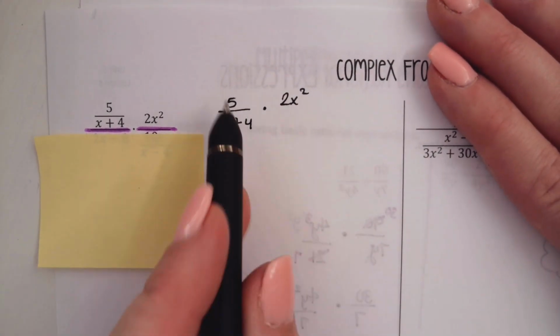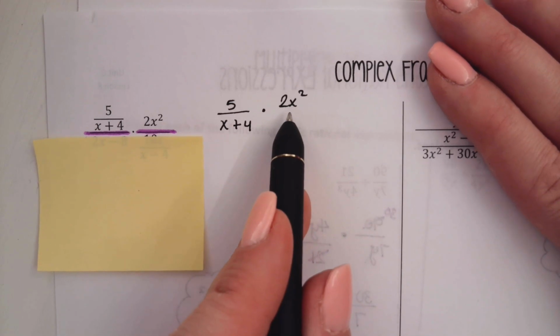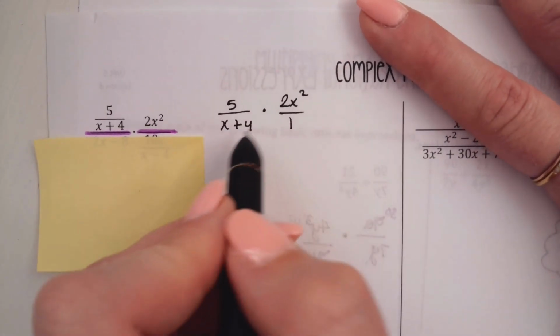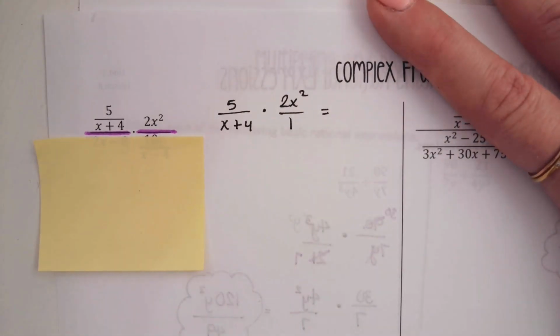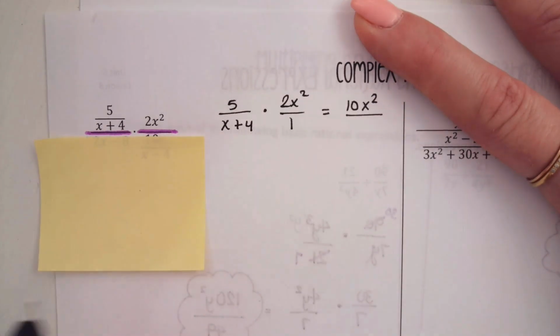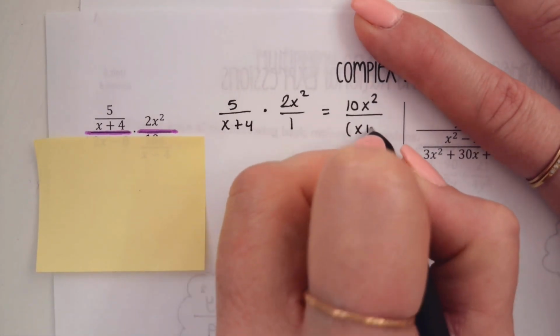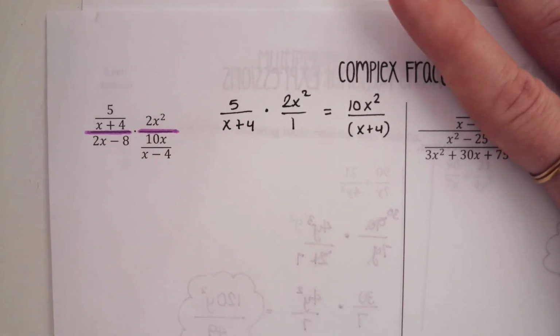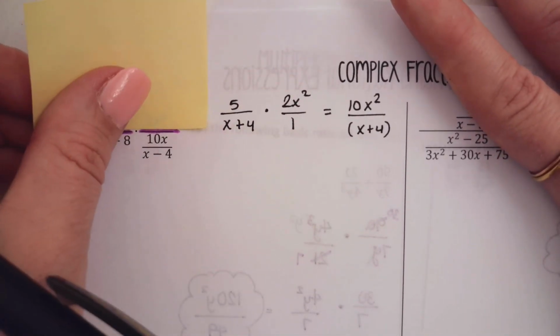I have a fraction times a whole number, which to multiply those two, you're just going to put this over 1. You'll do top times top, bottom times bottom. What's our top times top? 10x squared. Bottom times bottom, x plus 4. Okay, and then I'm going to look at what my denominator was.